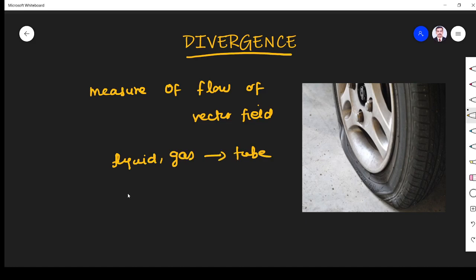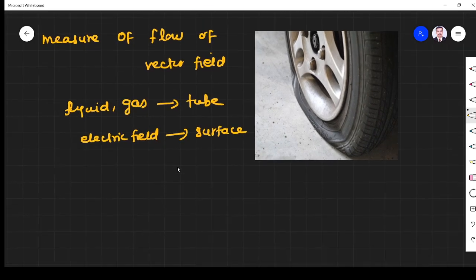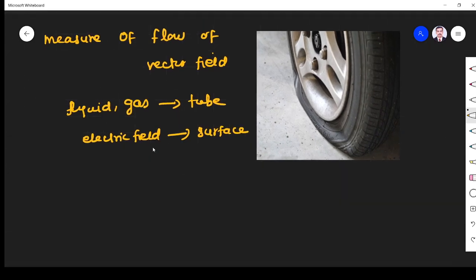In our subject, it is talking about flow, how much of electric field lines pass through a surface or region. So if you want to measure these things, you can use divergence. It may be used to measure simply a spread or convergence.